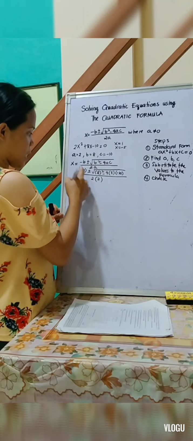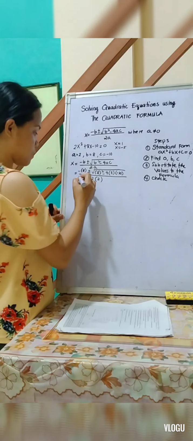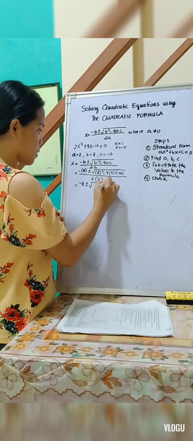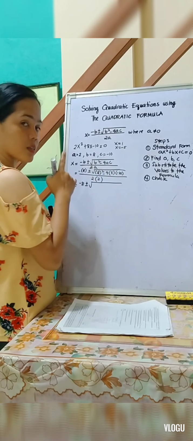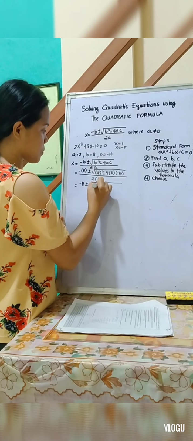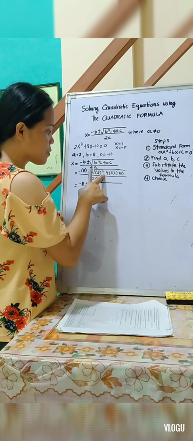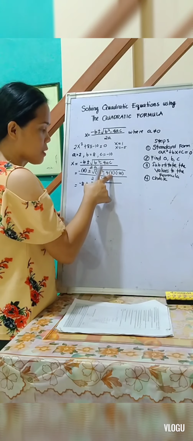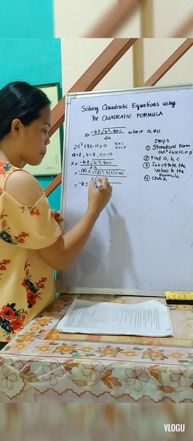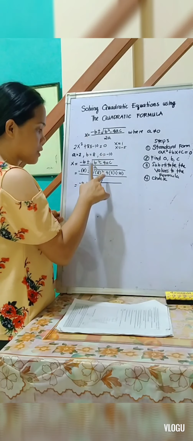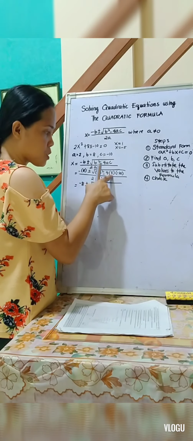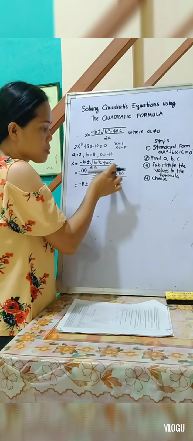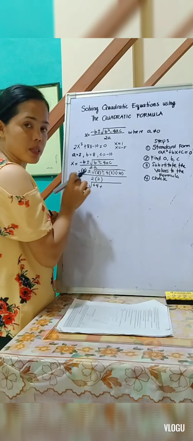So just solve. Negative times positive 8, so we have negative 8 plus minus the square root of 8 squared, which is 64. Now, negative times positive, that's negative, and negative times negative, that is positive. I repeat, negative times positive is negative, and negative times another negative becomes positive.